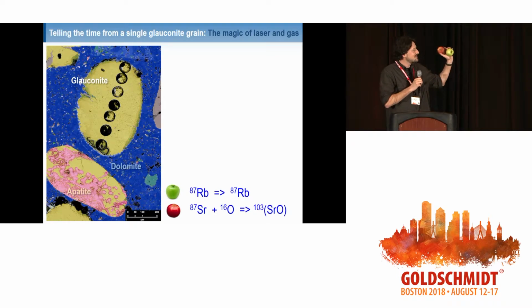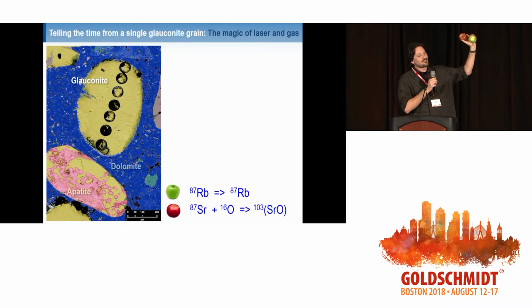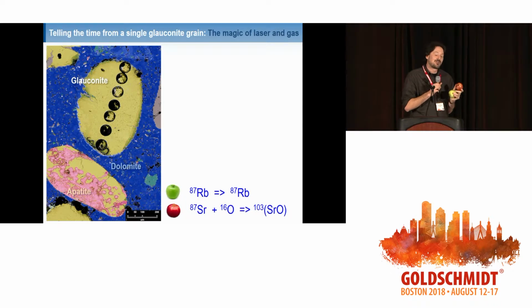As a geochemist, in the traditional way, if you want to do rubidium-strontium dating, you separate rubidium, which is your green apple, from strontium, which is your red apple, but you have to do it in the clean lab. So it doesn't allow you to analyze samples with laser. This new instrument allows you to actually separate these two apples, or two isotopes, in the instrument.